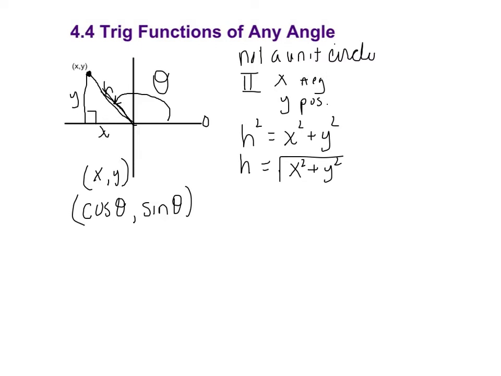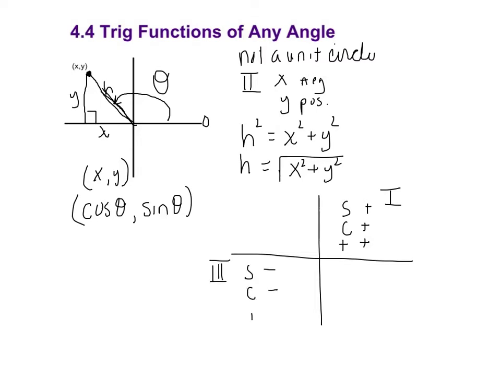Now, that brings up a reminder about the quadrants. Remember that sine is positive, cosine is positive, and tangent is also positive in the first quadrant. In the third quadrant, however, sine and cosine are both negative, so tangent's going to be positive, which looks like a plus, but that's tangent. In the second quadrant, we know that sine is positive, cosine is negative, so that makes tangent negative. And in the fourth quadrant, sine is negative, cosine is positive, and tangent's also negative.